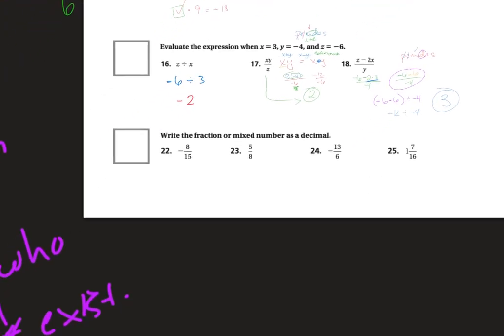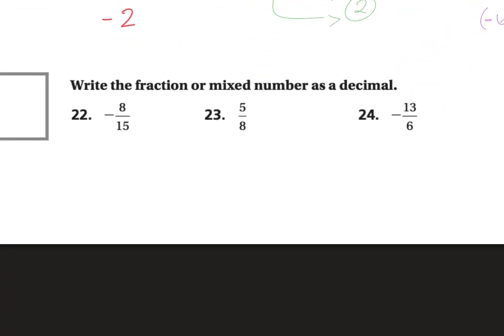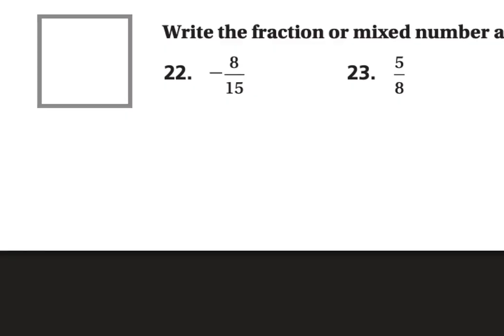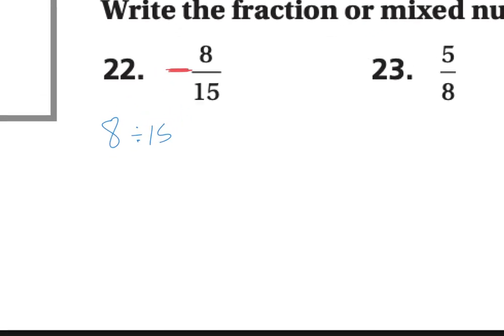Write a fraction or mixed number as a decimal. This is just dividing. I don't look at any of these and just go, oh, perfect, I know that exactly right off the top of my head. Maybe this one, but even still, it's going to be much easier to say, this is 8 divided by 15. Now, in the end, we will make sure to remember our negative, right? Easy to forget. There's a couple ways to do this.